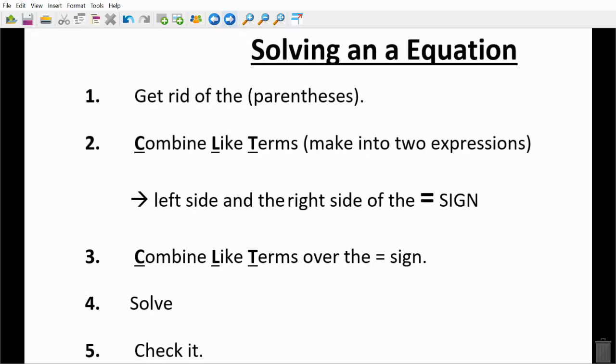All right, so here's our process. It's going to be 1, get rid of parentheses. I know there's a little pun in there with the word parentheses and the parentheses around it. It's my dad jokes, my bad.